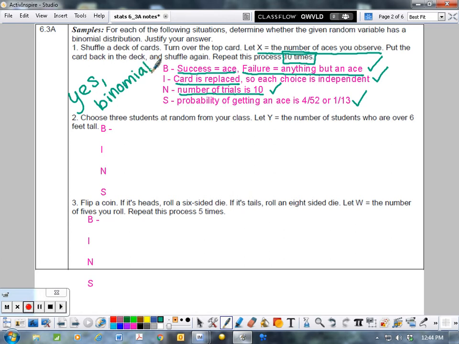So now we're going to walk through one together. We're going to choose 3 students at random from your class. Let Y be the number of students who are over 6 feet tall. So binomial, our success is over 6 feet tall. Our failure, not over 6 feet tall.